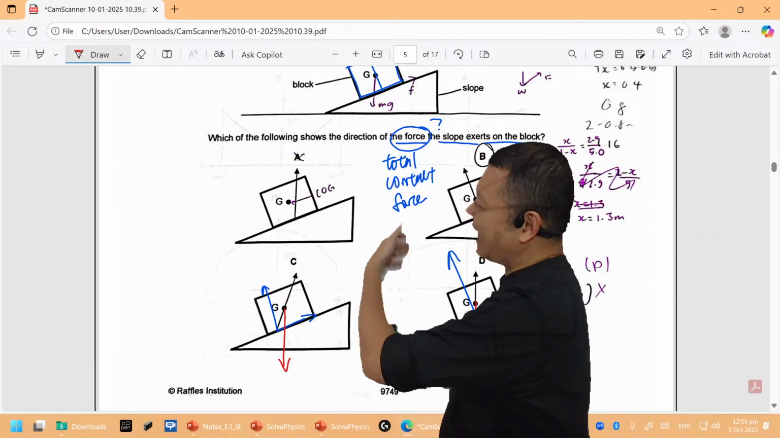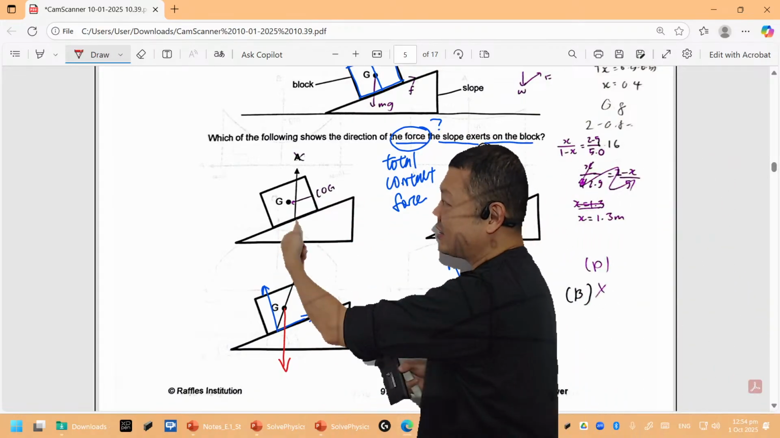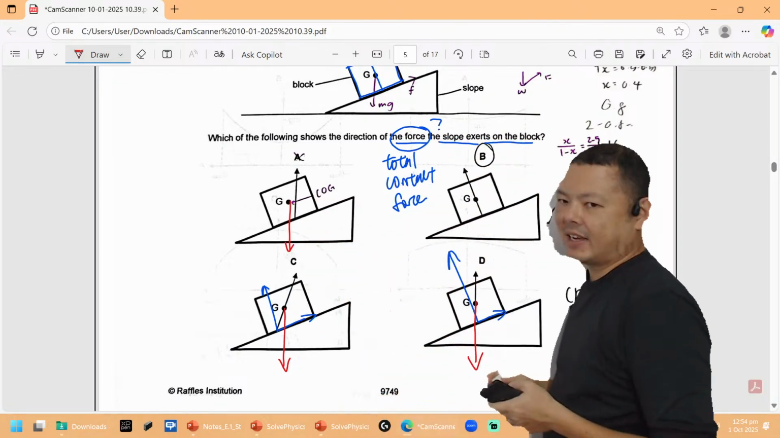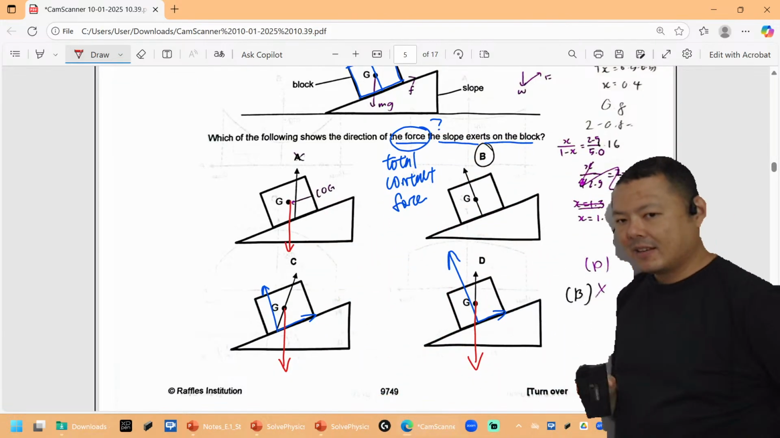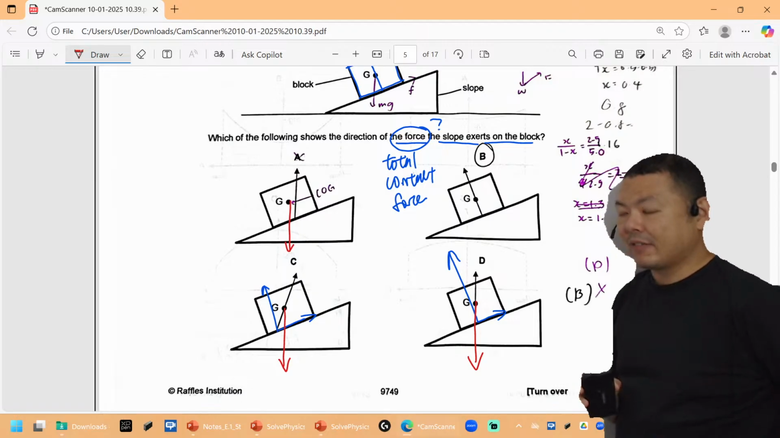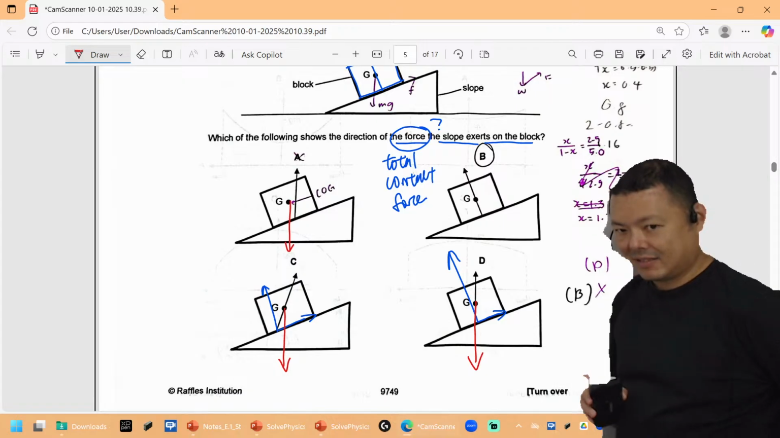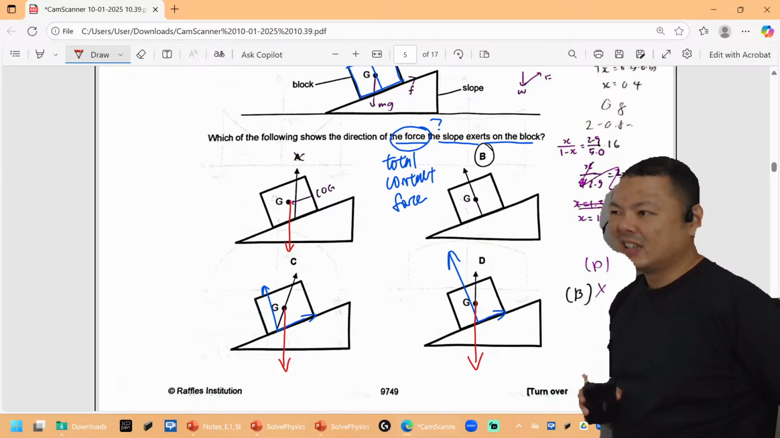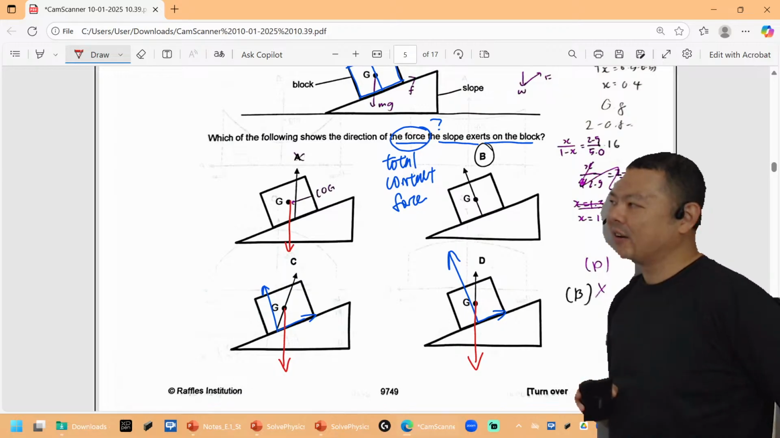Now, A looks similar as well. A actually points vertically upwards, and then weight points this way. So why can't it be the case like this? But why does it have to pass through the center of gravity? I mean, it's not a rule. Not quite right. Okay, well, I'll tell you this.